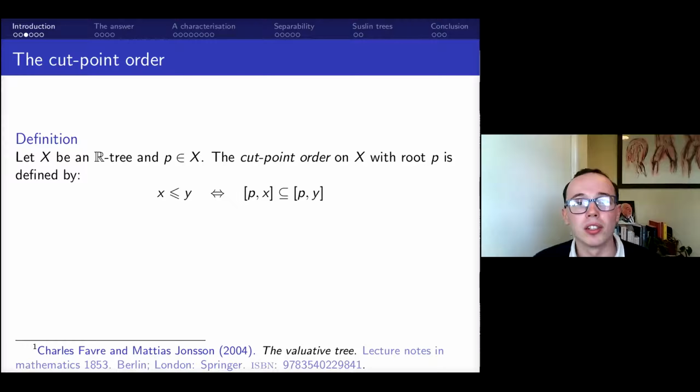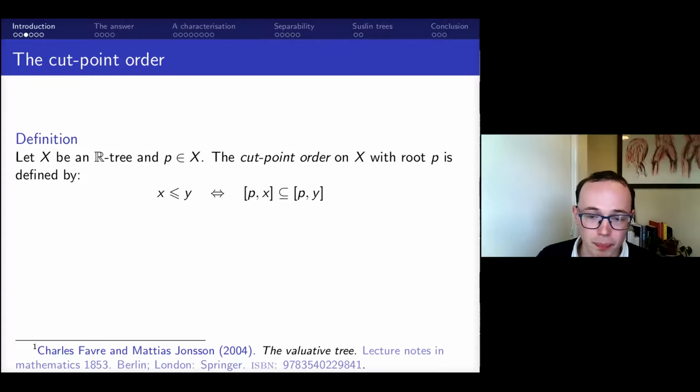Okay, so in this talk, what I'm going to be mostly interested in is the underlying order of these R trees. So given any R tree and any point in there, we can take what's known as its cut point order, which is the result of defining an order in this way. So if we take P in X, then the cut point order on X with root P is defined by x is less than or equal to y if and only if the geodesic segment going from P to x is contained in the geodesic segment going from P to y.